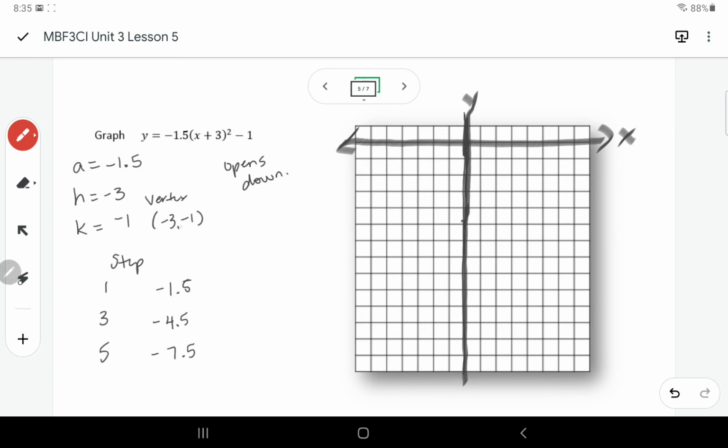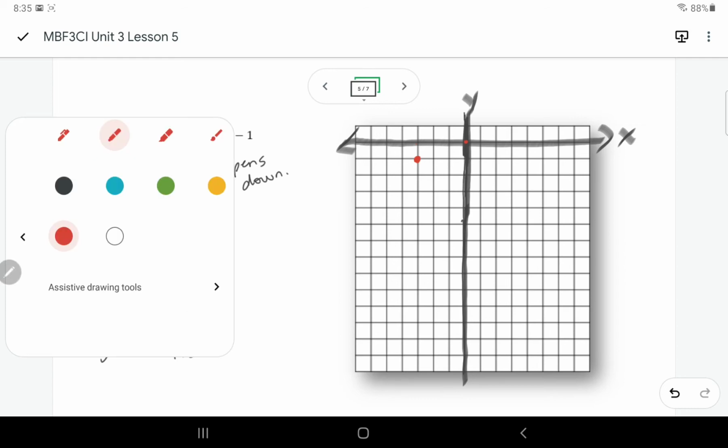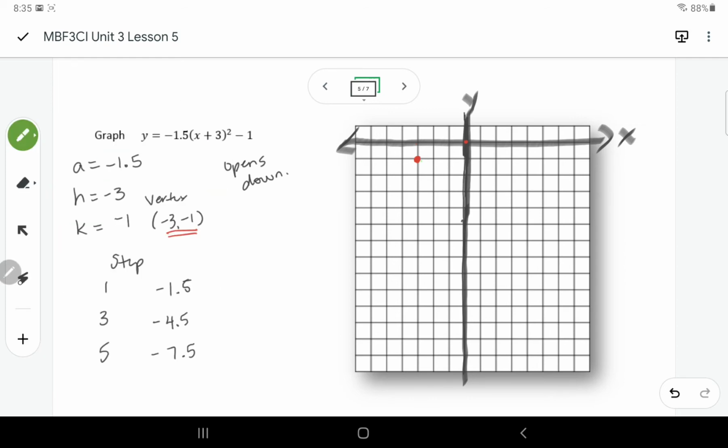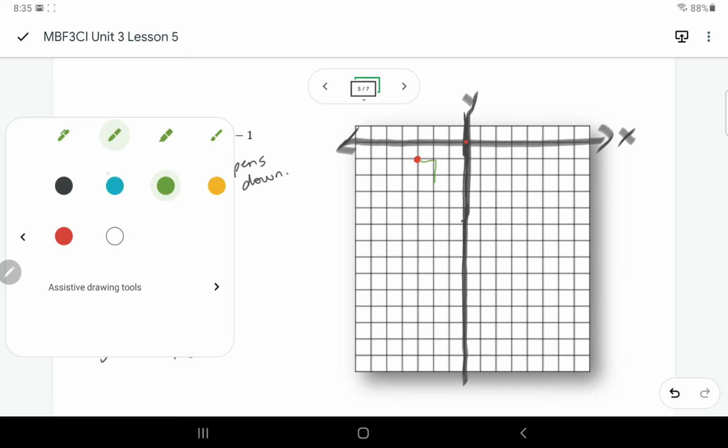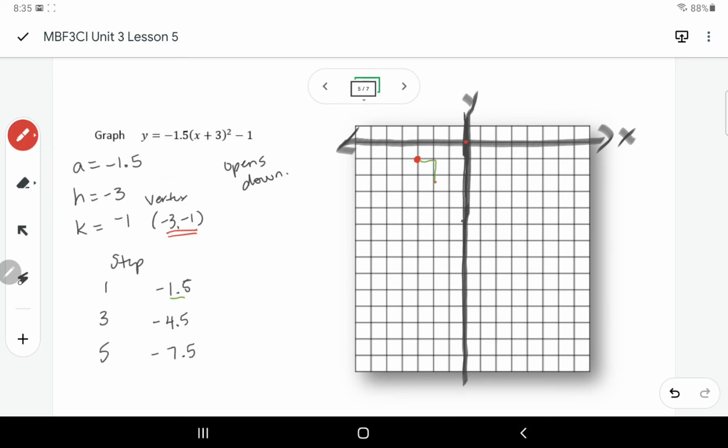So I'm going to start with my vertex of -3, -1. So from the origin, I count 1, 2, 3 squares over and 1 square down. So that's where this shift going left, right, up, down from your H and K. That's what you use that for. Then I'm going to use the step pattern. So the first step is over 1, down 1.5. That's a little bit hard to graph, but just do your best at putting it halfway between those two squares.